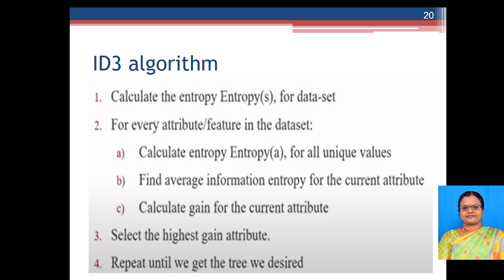You have to calculate the entropy for the complete data set, that is the first step. The second step, for every attribute or feature in the data set, calculate the entropy for all the unique values, find the average information entropy for the current attribute, and calculate the gain. Then select the highest gain attribute, so that now you will get a split. Now you will move to the subnode and repeat the process until we get the tree we desire. So these are the steps involved in ID3.